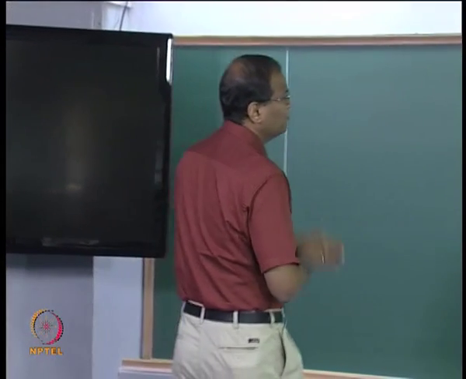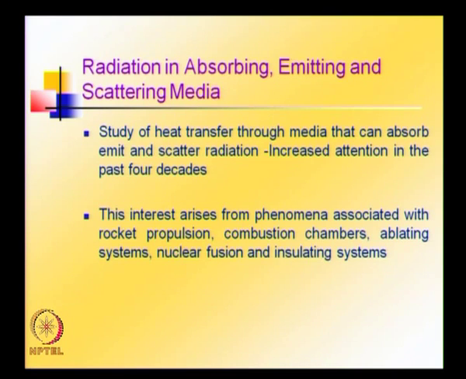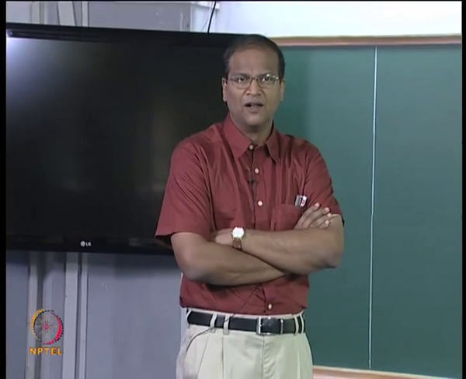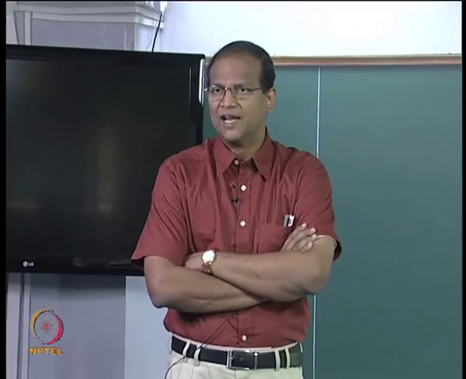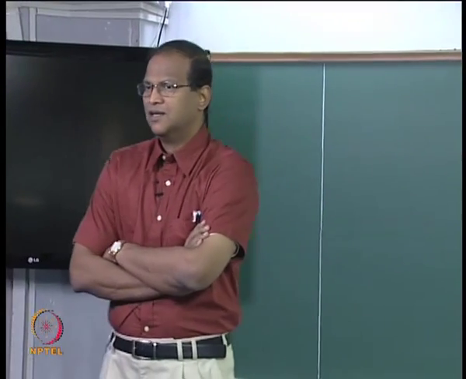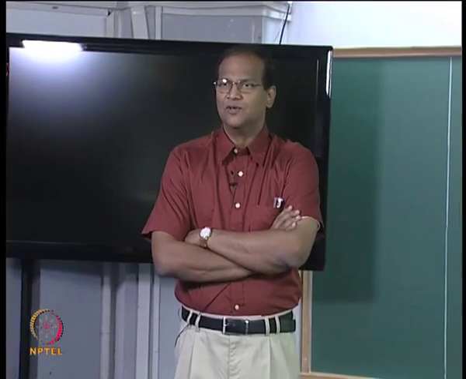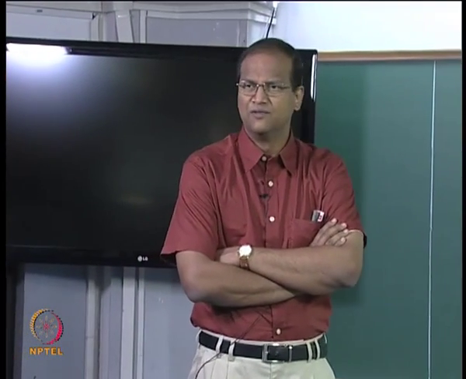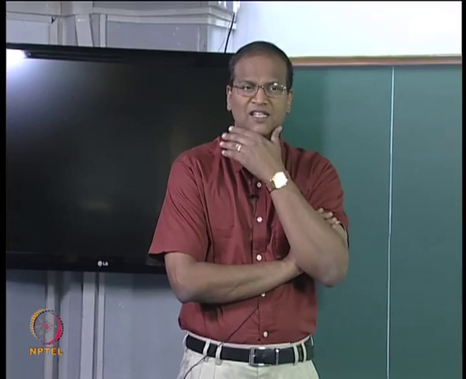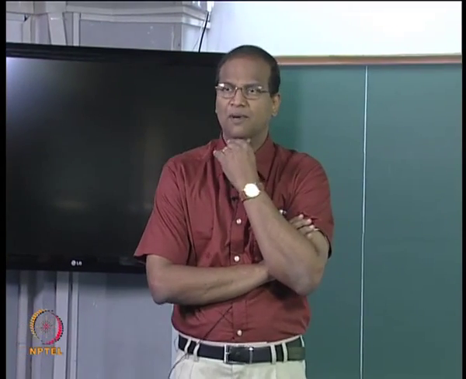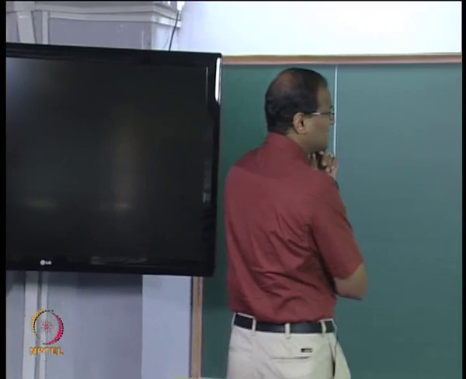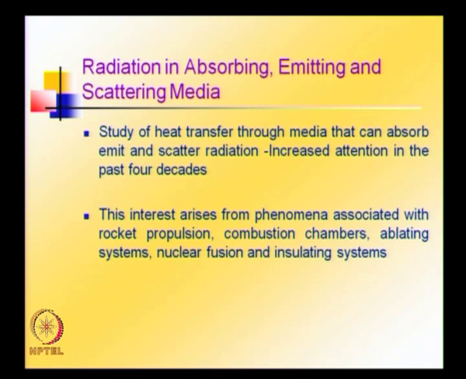The study of heat transfer through media that can absorb, emit and scatter radiation has been receiving increased attention in the last 40-50 years, and this subject was not there before 1940 or 1950. Professor Subramanian Chandrasekhar, Nobel laureate physicist from India, actually figured out the equation of radiative transfer, so early work was probably in the 30s and 40s. Afterwards engineers started looking at it because it had a lot of engineering applications. The interest arises from phenomena associated with rocket propulsion, combustion chambers, ablating systems, nuclear fusion and insulating systems.